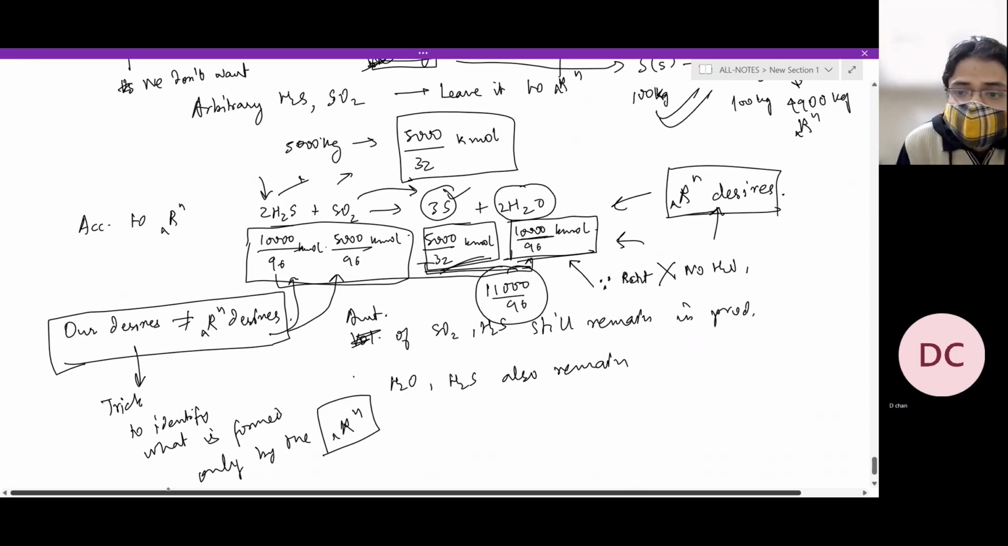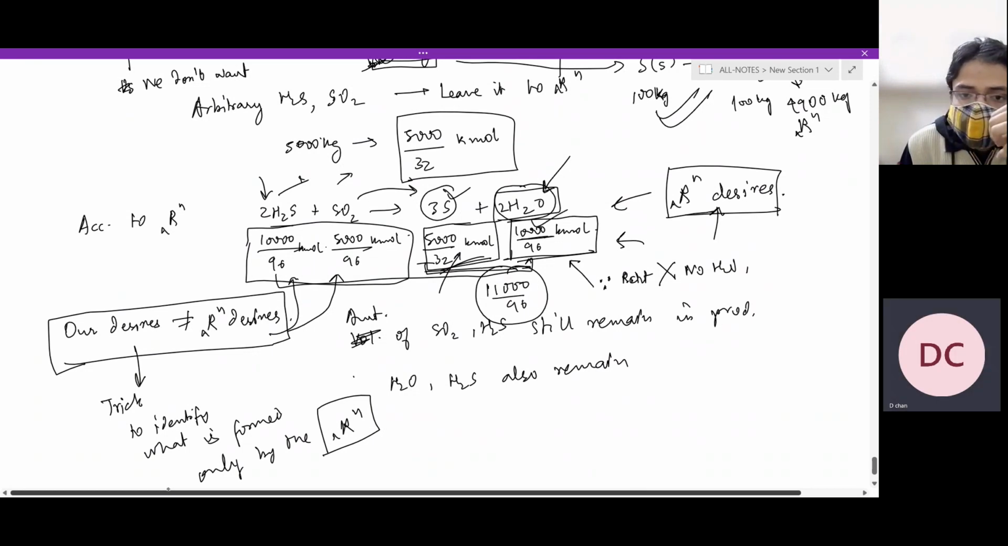So you need to correctly identify this. This is the key that will help you to identify the limiting reactant, okay? So make sure you internalize this very well. You need to identify what exactly is being formed due to the reaction. You know that the sulfur is being formed exactly due to the reaction. You know that the water vapor is also being formed exactly due to the reaction, and you know this amount, right?